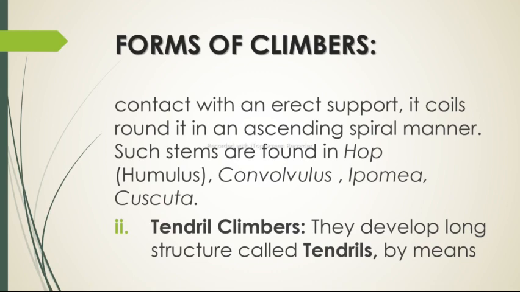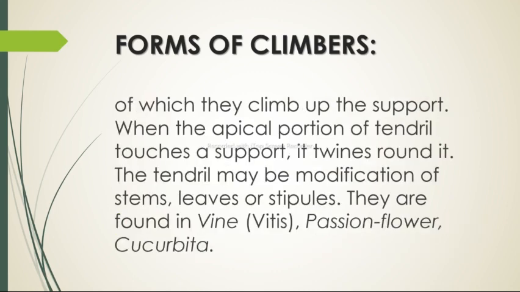The next type is tendril climbers. They develop long structures called tendrils, by means of which they climb up the support. When the apical portion of the tendril touches a support, it twines round it. The tendril may be a modification of stems, leaves, or stipules. They are found in vine, which is also known as Vitis, passion flower, and Cucurbita.